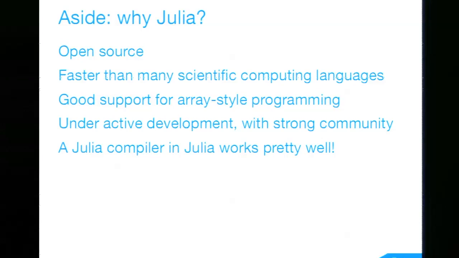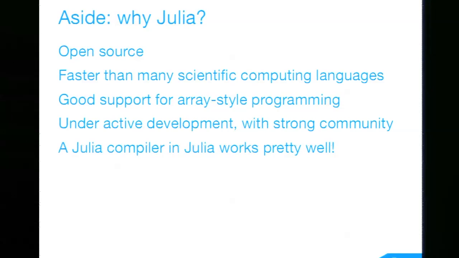Back to Julia. So we decided to build on top of Julia for a number of reasons. First of all, it's open source, which of course makes understanding Julia internals a lot easier. It's also faster than some scientific computing language choices. It has good support for array-style programming, which is what we're trying to target. It's under active development with a strong community, and the Julia team has been extremely helpful to us in our efforts. In fact, we've been working closely with them. We meet with them every 2 weeks. They've visited us. We've visited them.